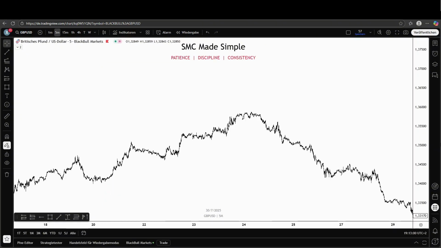So that's how I personally use order blocks, ranked by probability, applied with structure, and always through the lens of higher time frame bias.